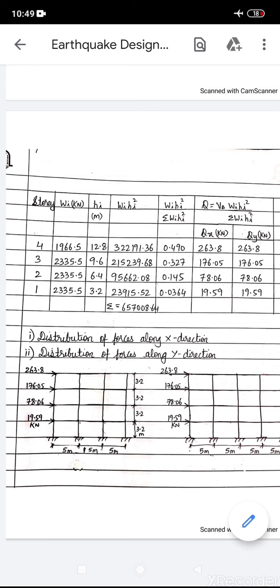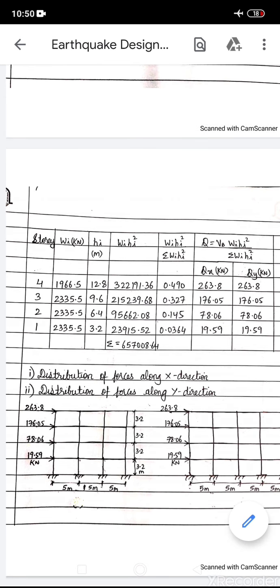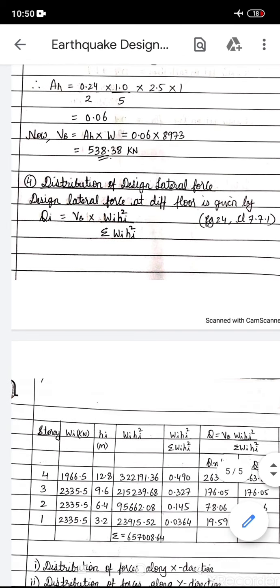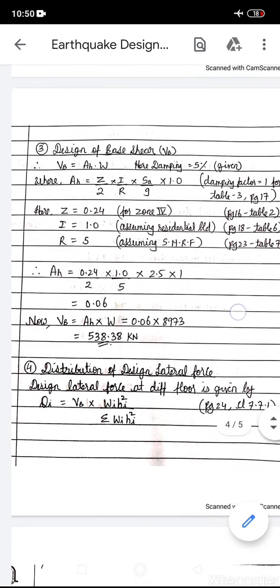So this is how you are going to solve this type of problem when the sizes of the beam and column are given to you. And one more thing, if the wall thickness is also mentioned to you, then you have to find the weight of the wall load also.